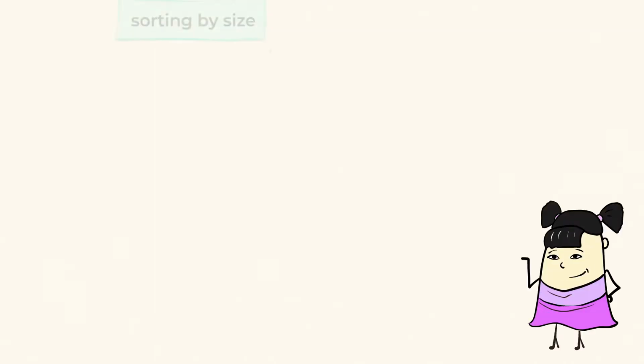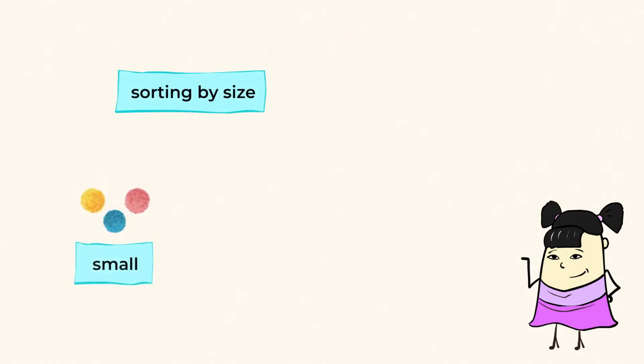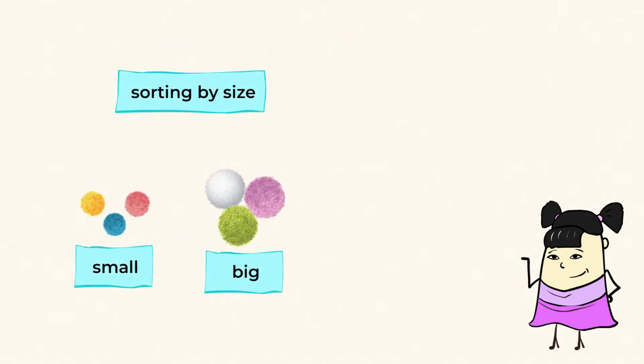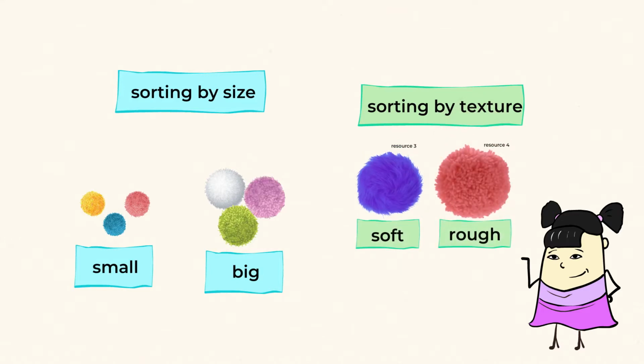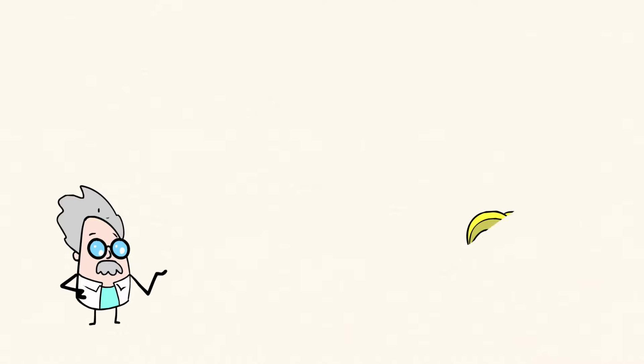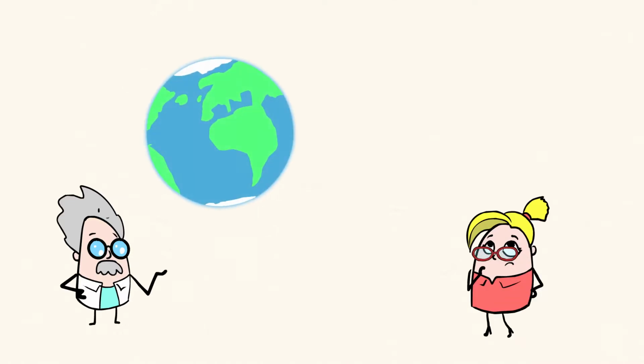And you could sort them by their size as well. Some are small and some are big. Or you could sort them by the material that they are made of. You see, there's a difference in their texture. Some feel softer, some feel rough. Good job organizing. Even as a little kid, you were exploring the things around you just as a scientist does.